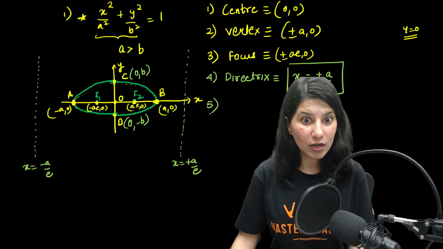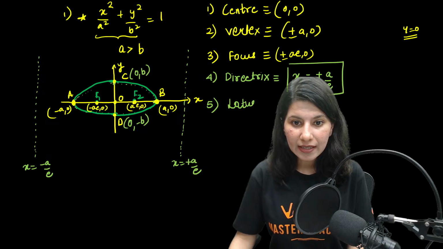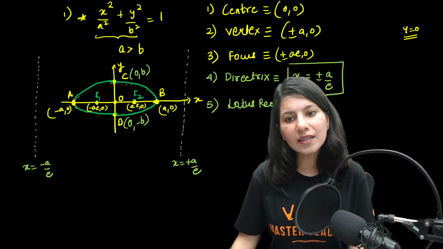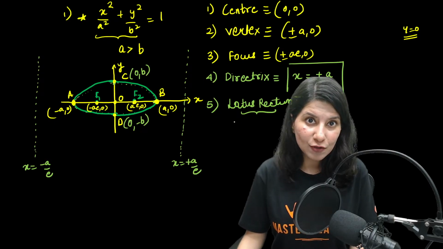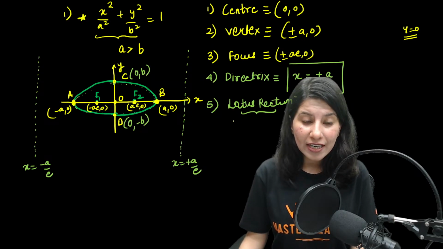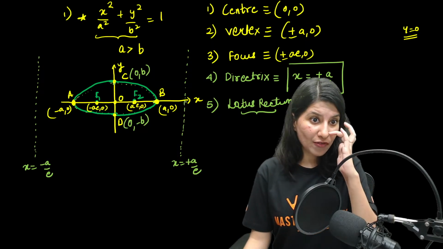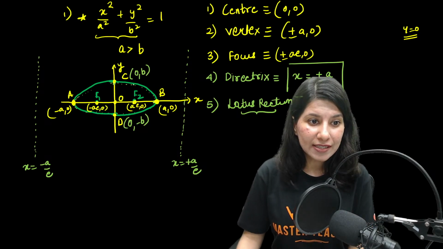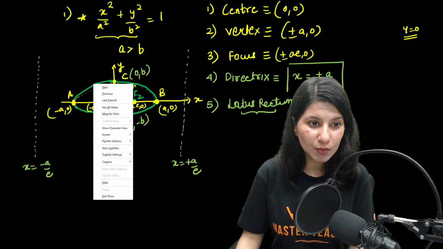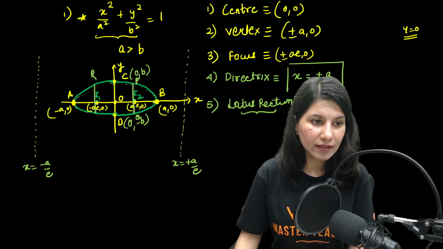Number 5, we have the latus rectum, okay? Do you remember the definition of the latus rectum? The latus rectum is actually a focal chord which is perpendicular to the axis of this ellipse, right? So this will be your latus rectum. There will be two latus rectum obviously, PQ and let's say RS. These two are latus rectum, right?